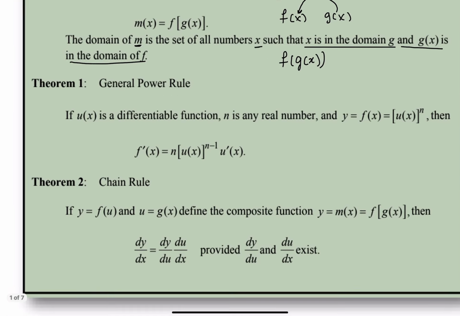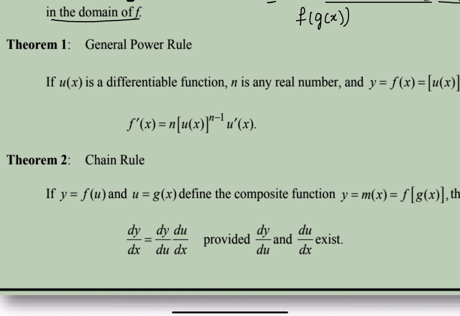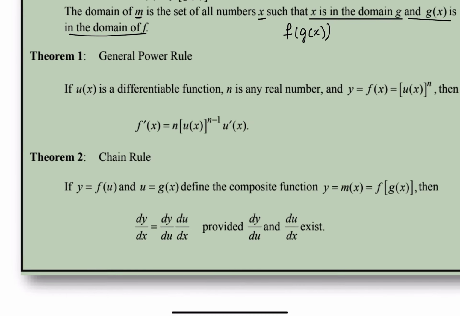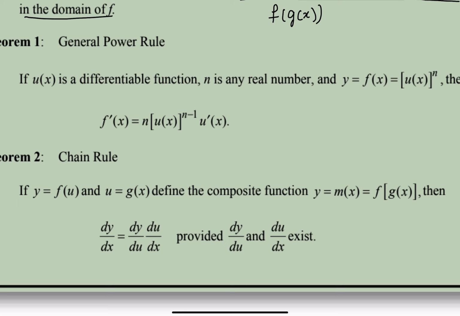So let's take a look at the first theorem, which is the power rule. And again, I would like to keep it very simple. If I give you a function f of x equal to x to the power n, the derivative, which is f prime of x, is simply n times x to the power n minus 1. That is how the power rule works.